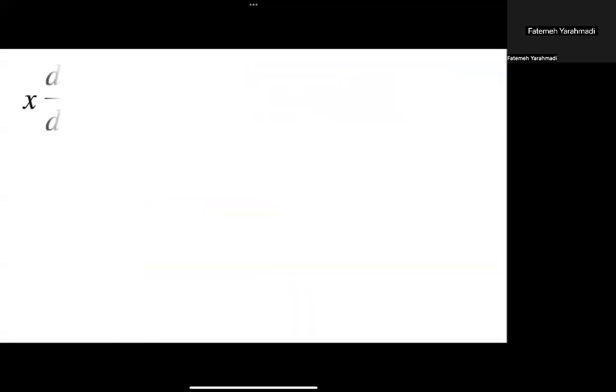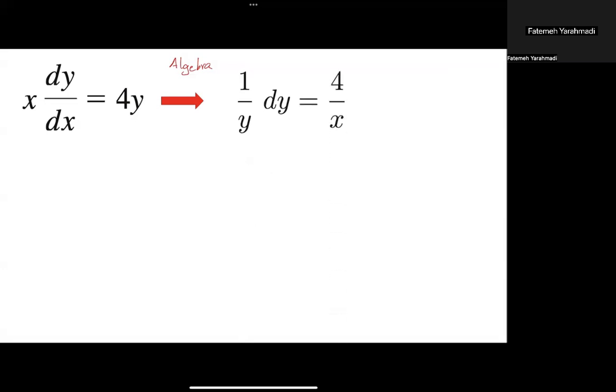In this question, we have x dy/dx equals 4y. Is this a separable differential equation? We can easily apply algebra and manipulate this a little bit. It can be written as 1/y dy equals 4/x dx. Indeed, it's a separable differential equation.